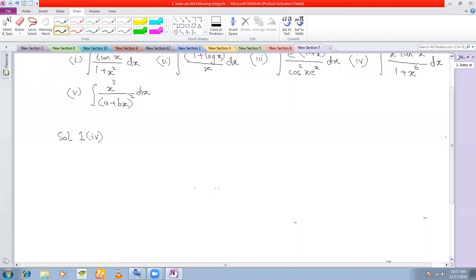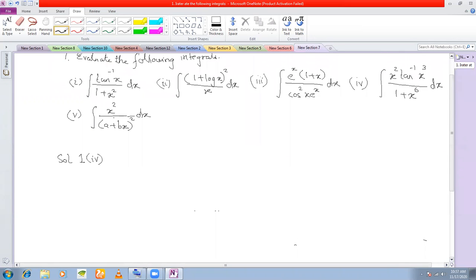Okay. So question 4, we have, let I is equal to the integral of x square tan inverse x cube divided by 1 plus x to the power of 6 dx. Okay, this is your integral.